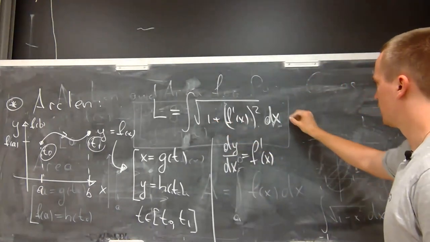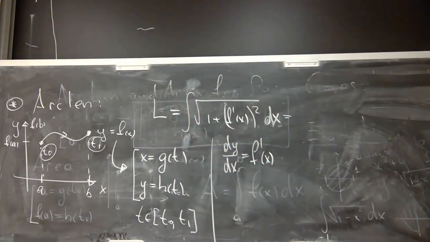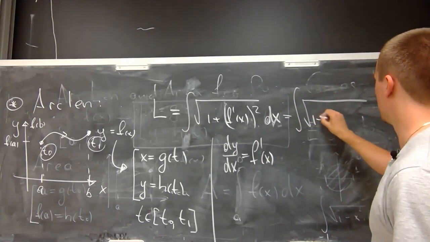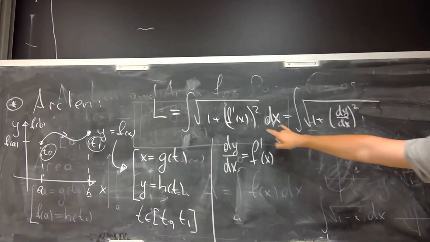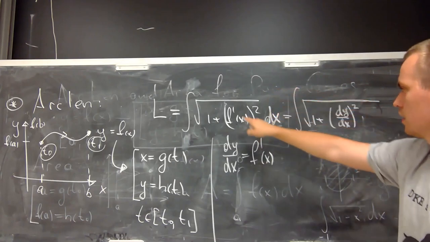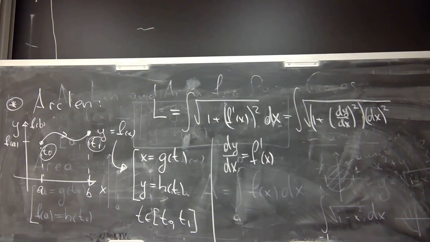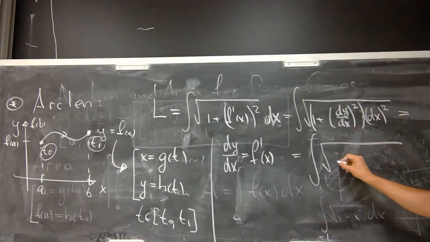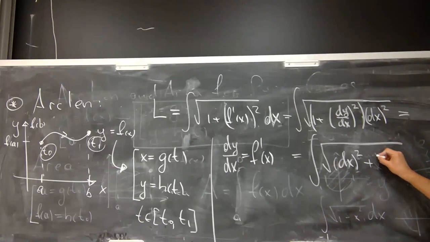So the first step is to rewrite f prime of x in terms of dy and dx. So I will have the integral of the square root of 1 plus dy over dx squared. But in this step, I will take this dx and move it under the square root, so I will get dx squared. Multiplying these brackets, I will get the integral of the square root of dx squared plus, and when I multiply these two factors, dx squared gets canceled, dy squared.